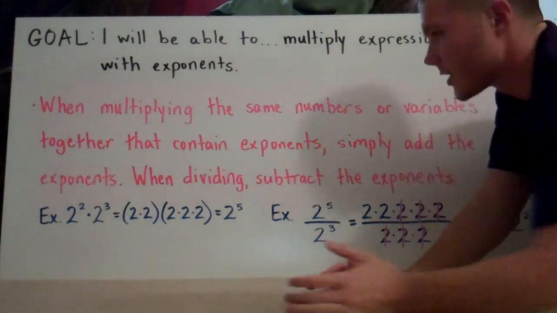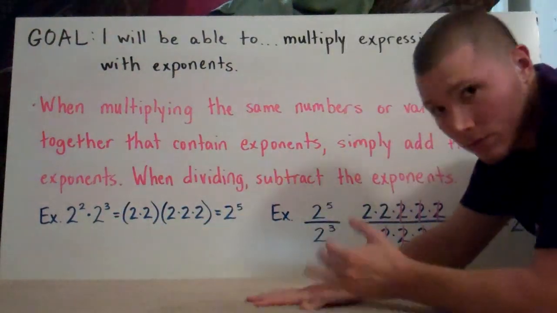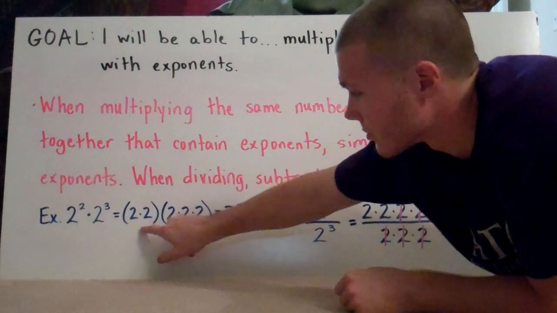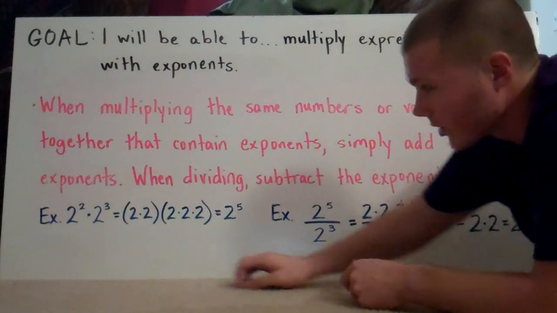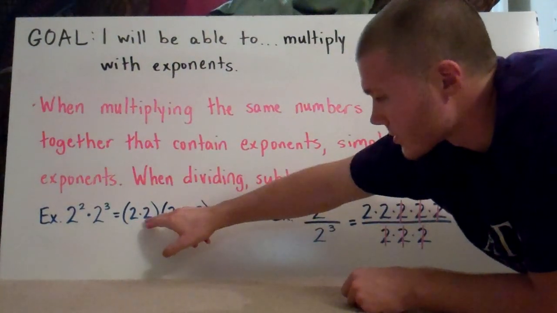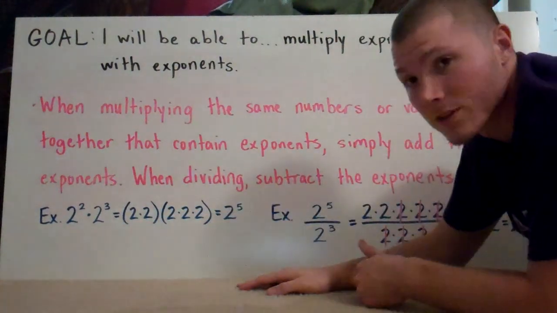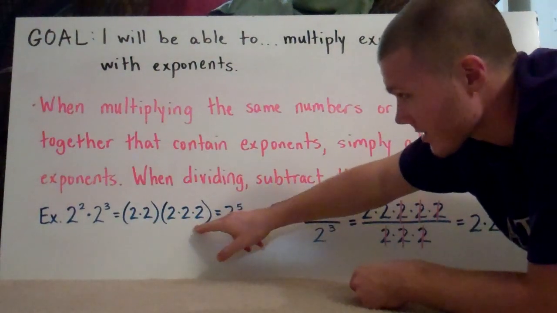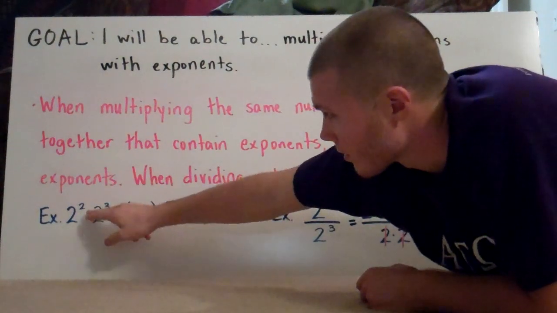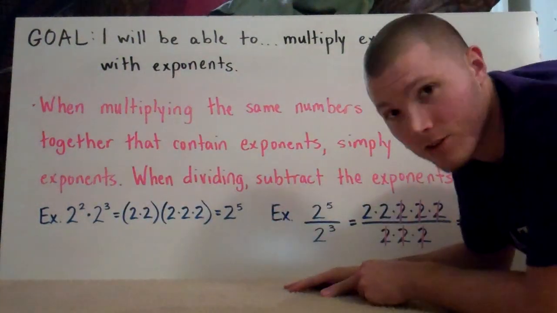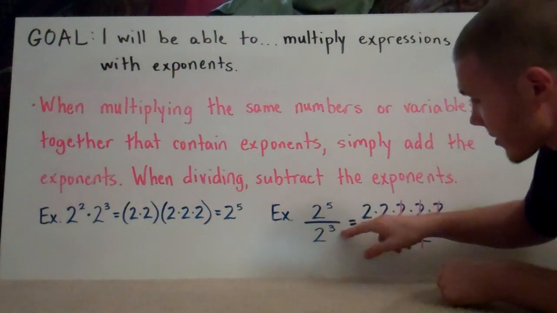So first, let's say I multiply 2 to the second power times 2 to the third power. Well, 2 to the second power is just 2 times 2. 2 to the third power is 2 times 2 times 2. And look, we're multiplying all of these together: 2 times 2 times 2 times 2 times 2 times 2. That's five 2's, so that means the exact same thing as 2 to the fifth power. And if you look back, we're multiplying, 2 plus 3 is 5. There's our 5.